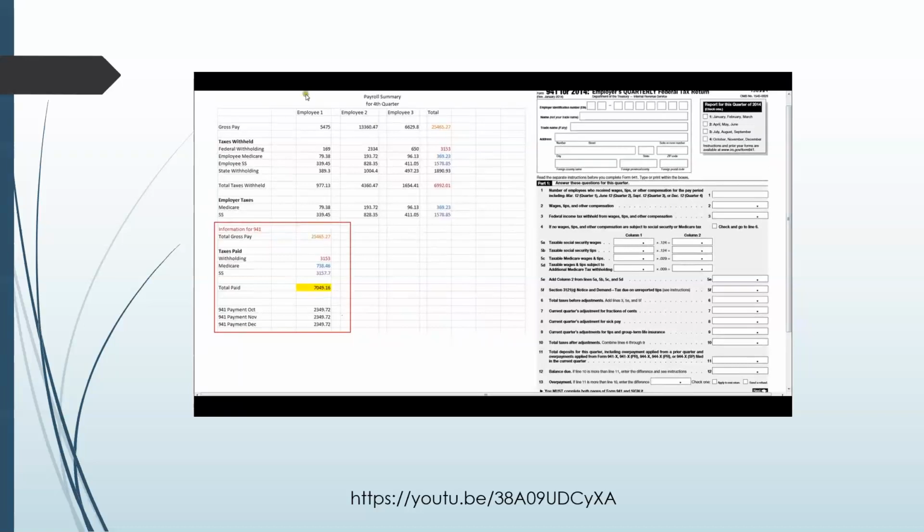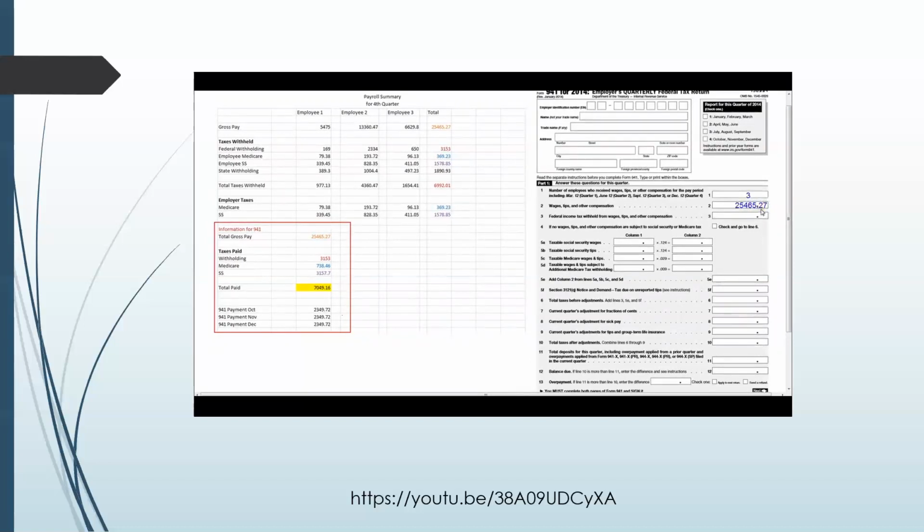Line number 1 is just simply the number of employees who received compensation for the quarter. So in this particular example, I've paid 3 employees for the quarter, so I'm going to write the number 3. Line number 2 is the total wages, tips, and other compensation that you've paid, and this is where you will come to your spreadsheet, and as you can see, I've paid a total of $25,465.27. I accidentally put the decimal in, but you can use their decimal there.